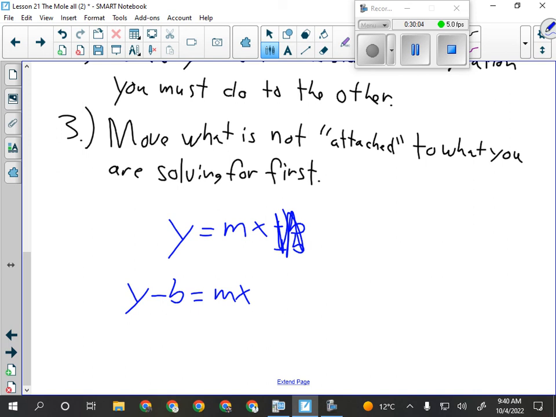Right now I'm multiplying by x. So to move it to the other side, I would need to divide by x. x divided by x, gone. What I do to one side, I do to the other. Divide by x. Am I solving for n?